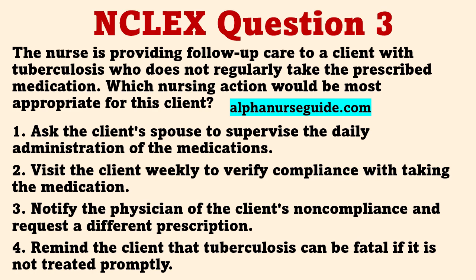The correct answer is 1. Directly observed therapy can be implemented with clients who are not compliant with drug therapy. In DOT, a responsible person, who may be a family member or a healthcare provider, observes the client taking the medication. Visiting the client, changing the prescription, or threatening the client will not ensure compliance if the client will not or cannot follow prescribed treatment.